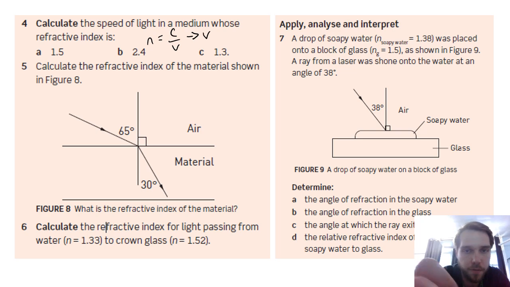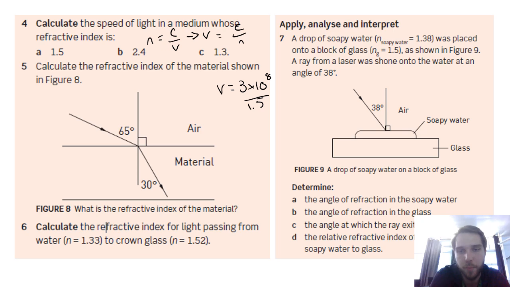That's going to be the velocity, so v is going to be equal to c divided by n. I'm going to run out of room here, but that's okay, I'll let you guys do it. v is equal to, speed of light is 3 times 10 to the power 8, and n, well, that's 1.5. And then the next one would be 2.4 and 1.3. That's how it is. It's not too hard.